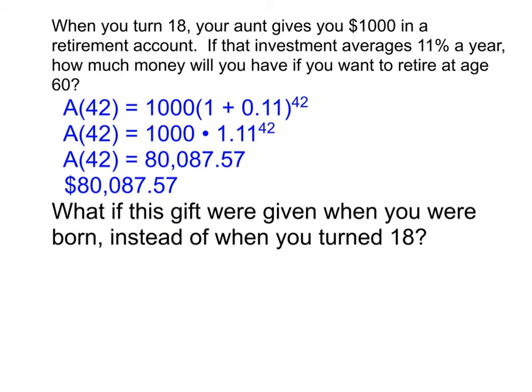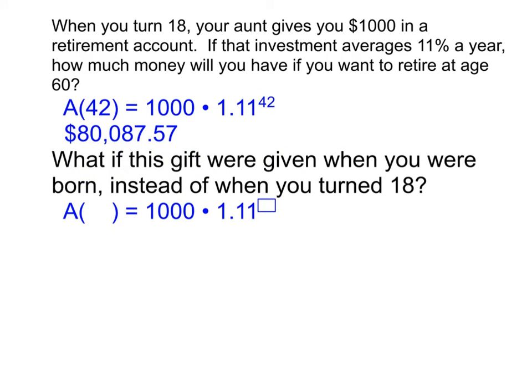Now let's add one little twist to this question. What if this gift were given when we were born instead of when we turned 18? How would that change things up a little bit? Well, in terms of our original equation, the 1,000 wouldn't have to change at all because we're the same amount. The rate wouldn't change at all because we're assuming the same average. The only thing that is changing here is the time value.